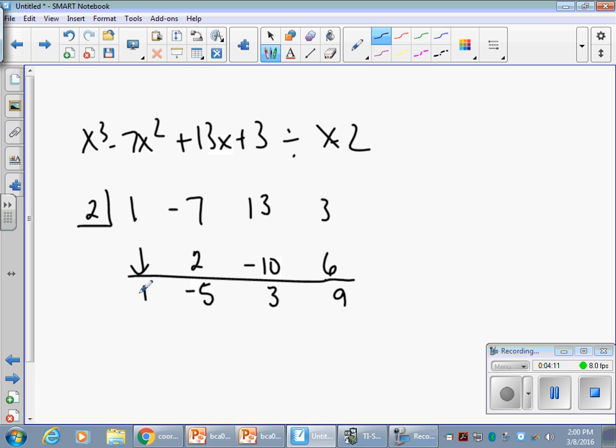So this answer, I'm going to start with 1 power less, so 1 less than x cubed would be x squared, so it would be 1x squared, and I don't have to write a 1, minus 5x plus 3. The remainder is positive 9, so I'm going to put 9 over my divisor, which is x minus 2. And that's how you write your answers to these synthetic division problems. And that is section 4.3.